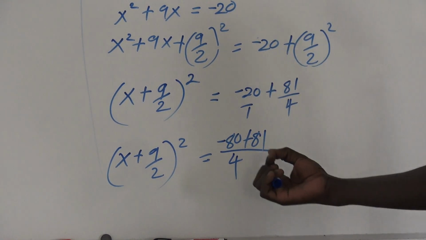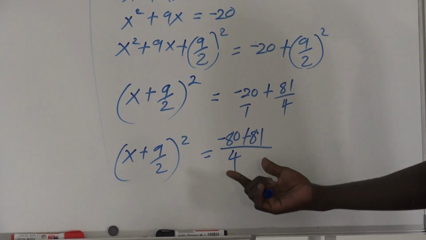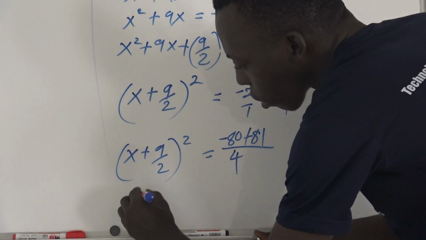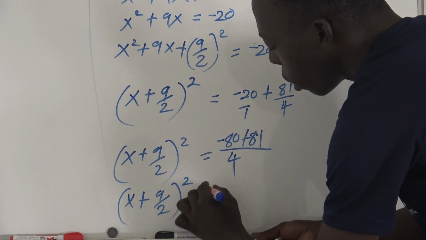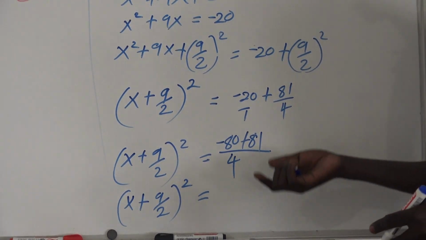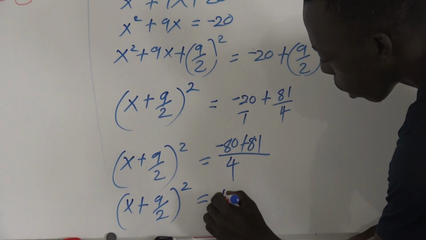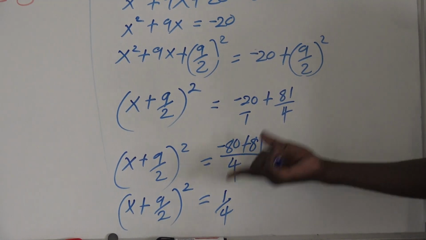So now you try to work upon this, evaluating this one so that you can come out with the answer. So now this one becomes (x + 9/2)² equal to, when you say negative 80 plus 81, this one now becomes 1 out of 4, because here you remain with only 1, then divide by 4.